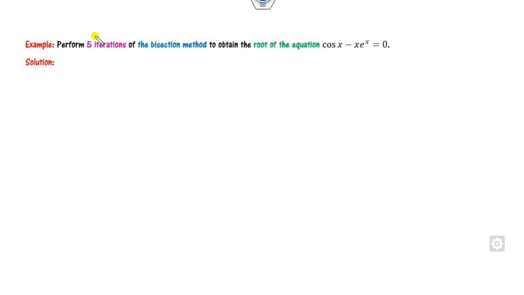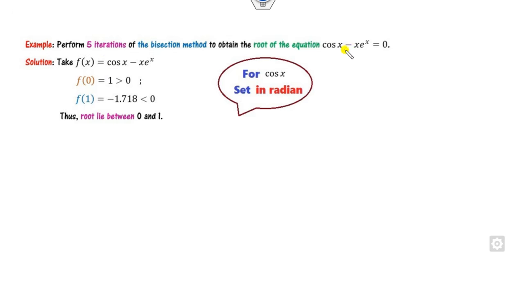Look at the next one. You have to perform 5 iterations. So there is no need of the error because you have to perform 5 iterations. Remember that again it's a sine and cosine. You have to set the angle in radian. When you take f(0), it's cos of 0, which is 1, a positive. f(1) is negative. The root lies between 0 and 1.